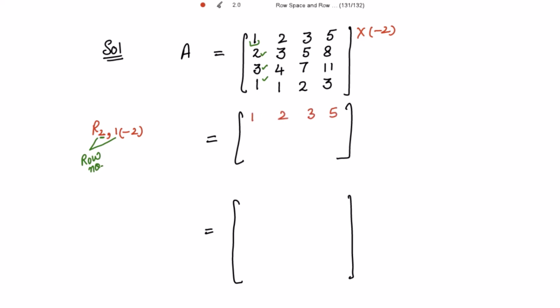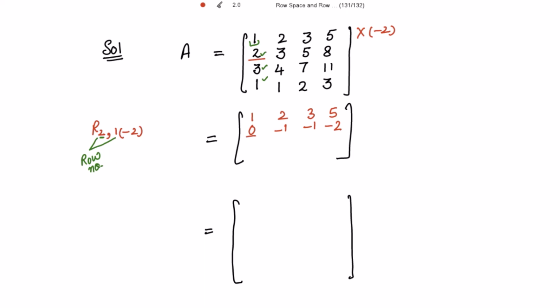Multiplying 1 with -2 we get -2 and adding this to 2 we get 0. Multiplying 2 with -2 we get -4 and adding this to 3 we get -1. Multiplying 3 with -2 we get -6 and adding this to 5 we get -1. Multiplying 5 with -2 we get -10 and adding this to 8 we get -2. So I get the 2 as 0, right?